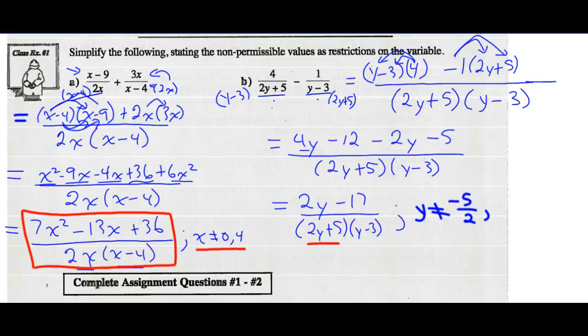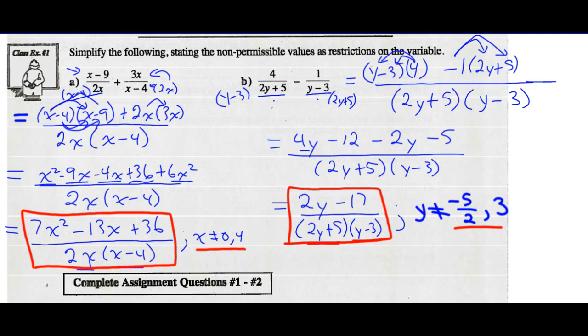And the second non-permissible value, you look at your second denominator, that's a factor of y minus 3, and we would say y minus 3 can't equal 0, or y can't equal positive 3. So we've simplified our rational expression. We've stated our non-permissible values as restrictions.